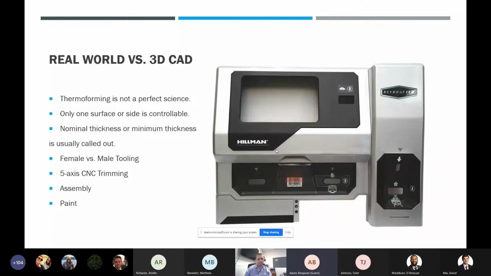So I'll go into female versus male tooling. Female is obviously concave, male the other way around, or sorry, convex. And then we have some secondary processes that we do as well. We do 5-axis CNC trimming. We do a lot of assembly, and we also paint. So our next slide.